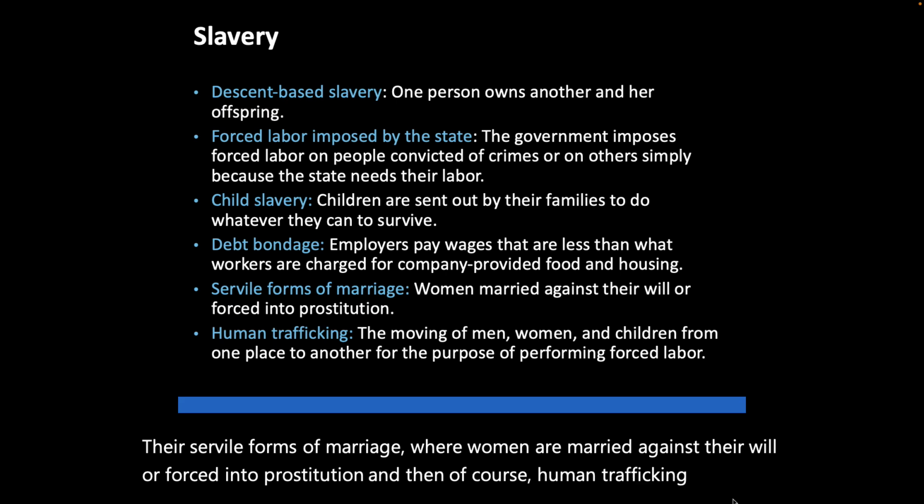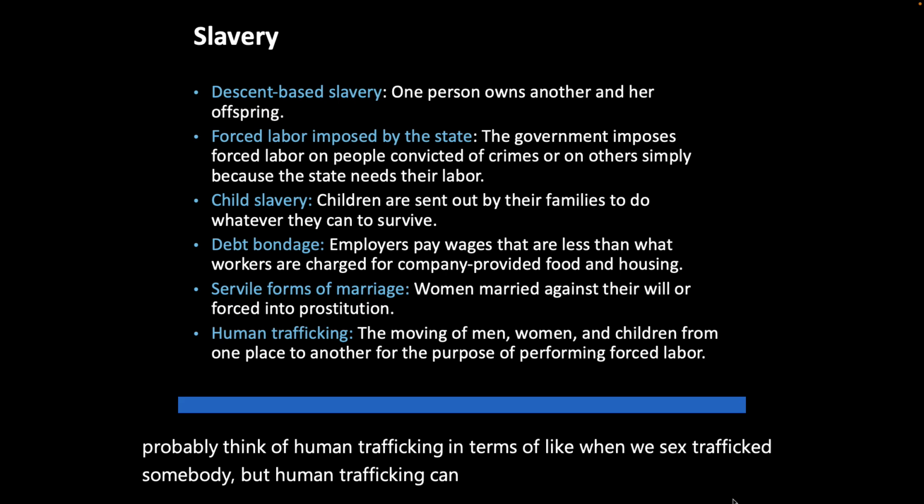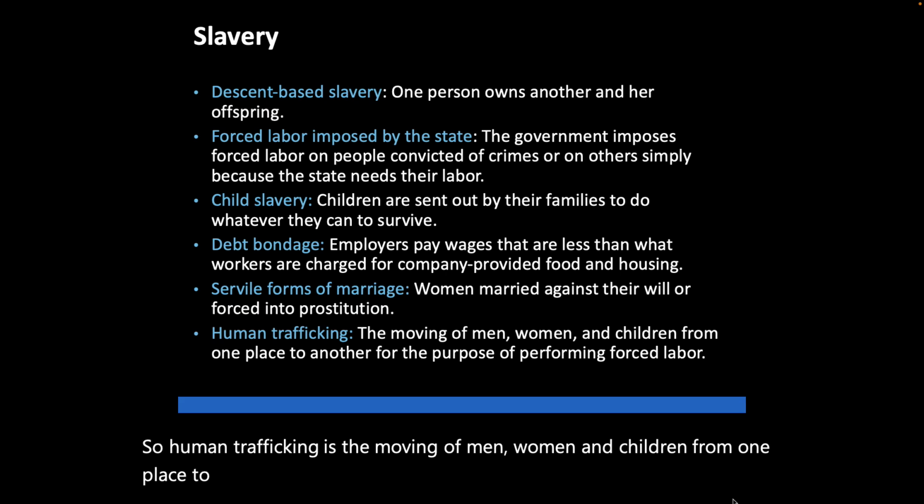You probably think of human trafficking in terms of sex trafficking, but human trafficking can also happen for purposes of labor. So human trafficking is the moving of men, women, and children from one place to another for the purpose of performing forced labor.